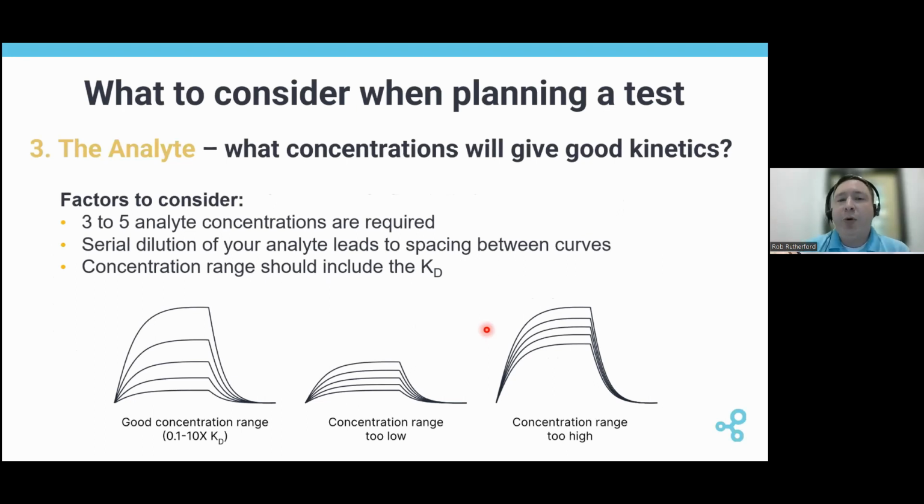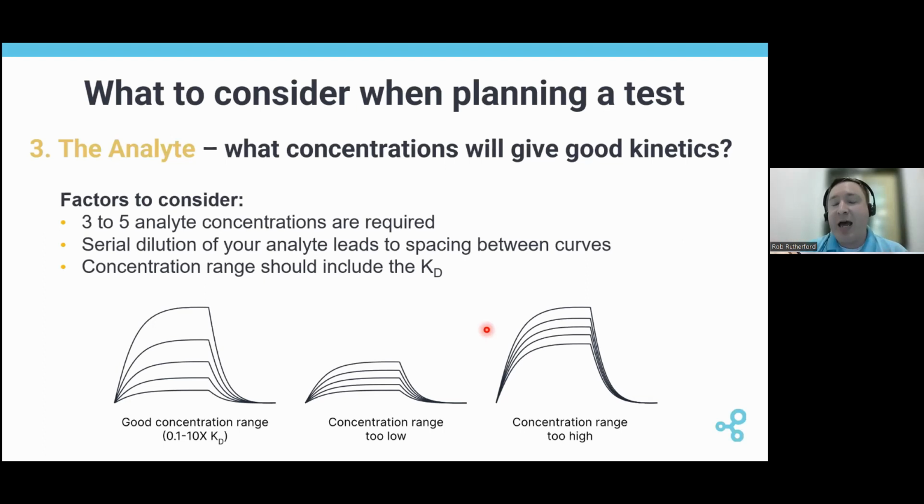So now we're going to pretend we have a great ligand concentration on our sensor surface. It's optimized. Now we're going to proceed on to our analyte concentrations themselves. So how do we know what analyte concentrations to start with? There's a couple of factors to consider. Number one, is there any previous information, either within your own lab or within the literature itself, which tells you the suspected affinity between the two binding partners that you're testing?